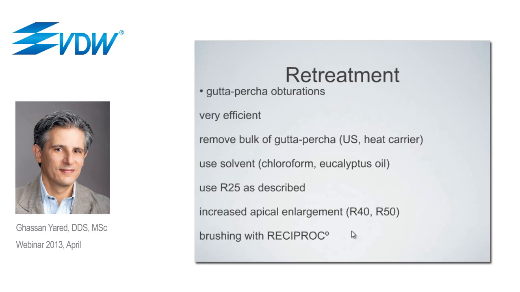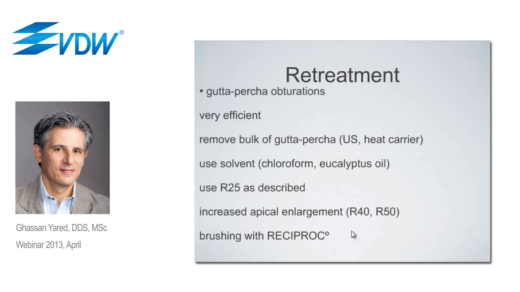So after removing the bulk of the gutta-percha, we will use the R25 exactly as described before. 1, 2, 3, take it out, irrigation. 1, 2, 3, take it out, irrigation. Until the instrument reaches the working length.